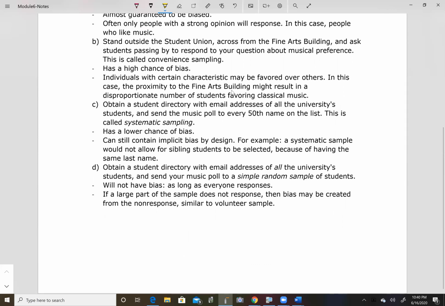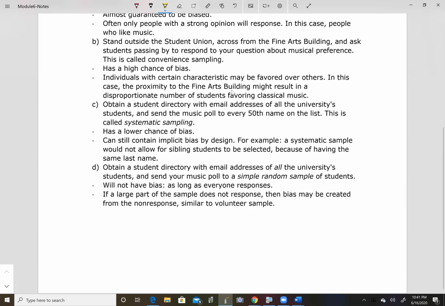It says a systematic sample would not allow for sibling students to be selected because of having the same last name. So if I choose somebody with the last name Binkley, like my last name, and the next person is 50 people down from me, it's probably not going to be another Binkley, right? I've actually never met another Binkley. So it's talking about siblings, and depending on how something is in order, it could be maybe somebody all of the same ages are together, so you're not going to get people the same age. You don't know what it's going to look like in that database.